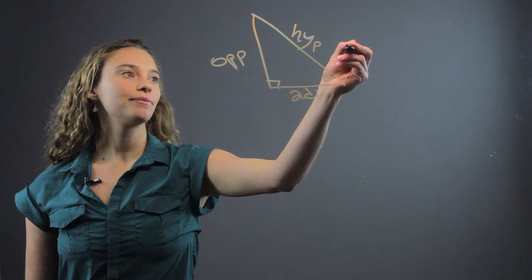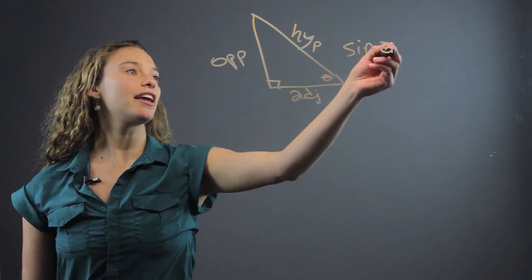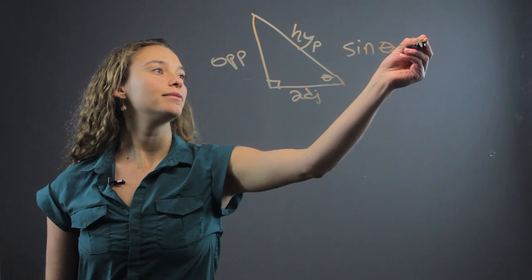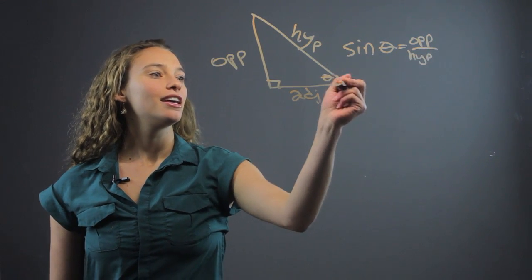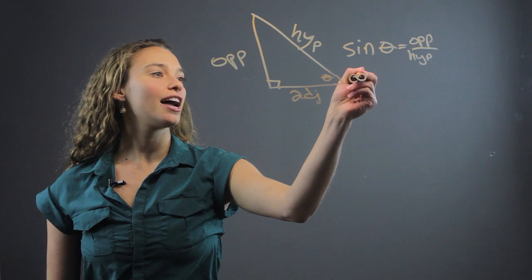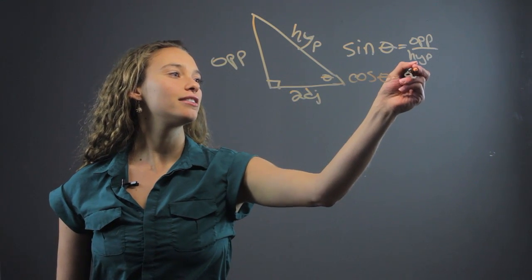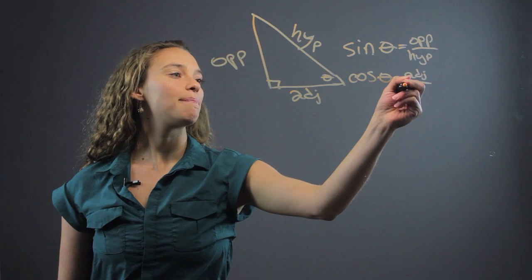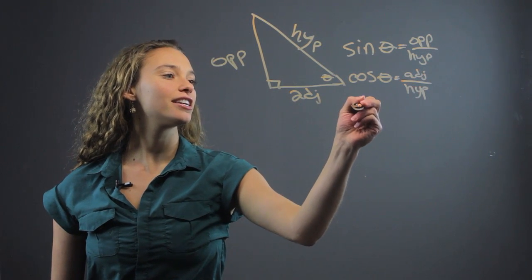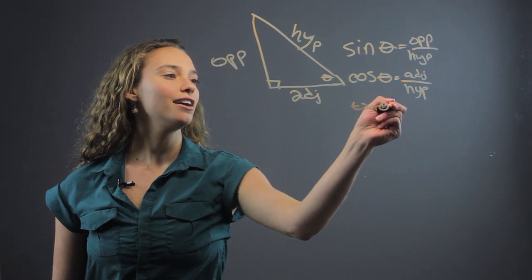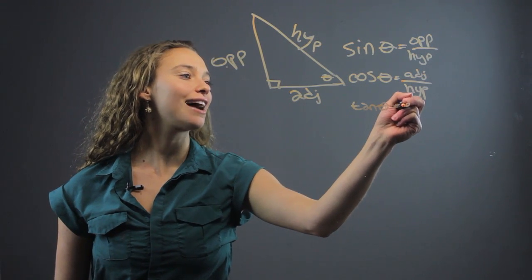Now, sine is very important. Sine of theta is going to be the opposite over the hypotenuse. The cosine of theta is going to be the adjacent over the hypotenuse. And tangent of theta is going to be the opposite over the adjacent. These you just have to memorize.